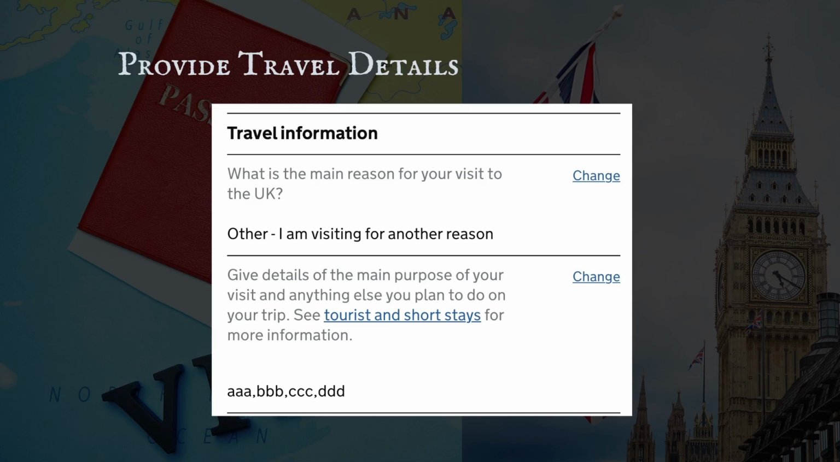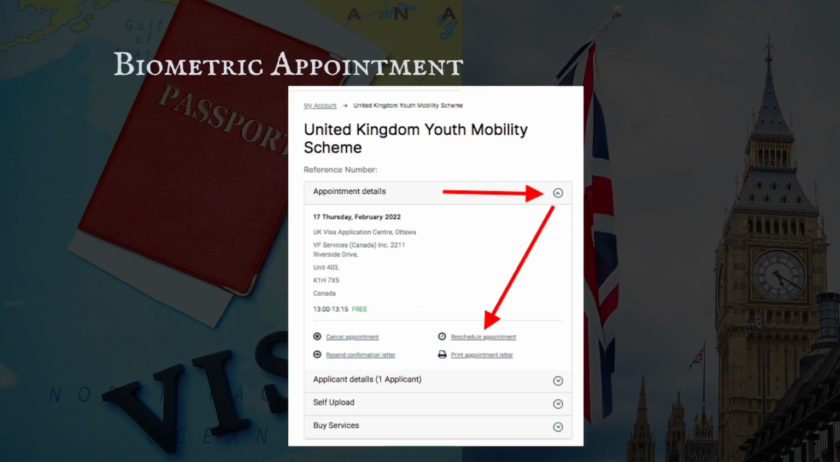Biometric appointment. Depending on where you are applying from, you may need to attend a biometric appointment to provide fingerprints and a photo. If you are outside the UK, this will typically be at a visa application center.